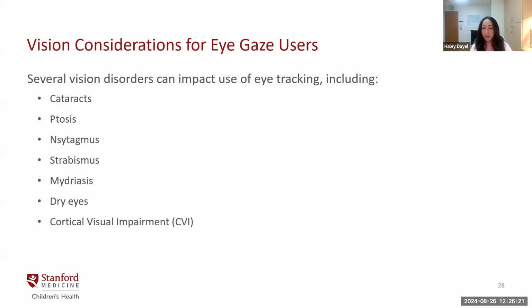Depending on the severity of CVI, for some people, they may need to rely more on auditory information. And so eye tracking might not be our first choice of access methods. We might look towards things where there is more auditory information for them. But there are also a lot of cases where we've had people with fairly significant CVI who, with the right modifications to their AAC system, have still been able to use it successfully using eye gaze.